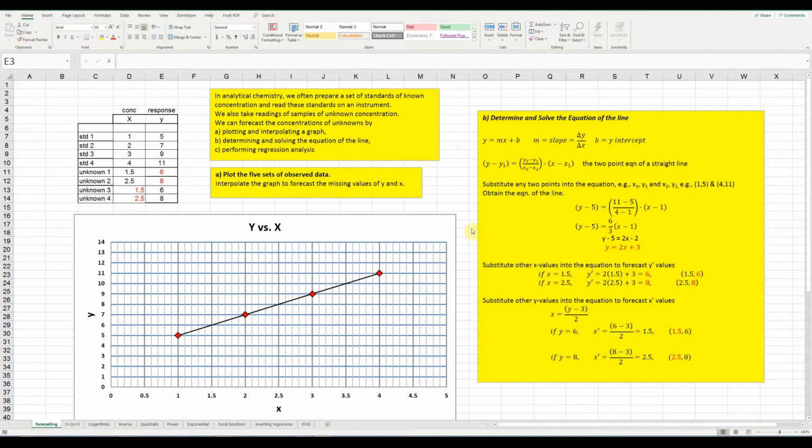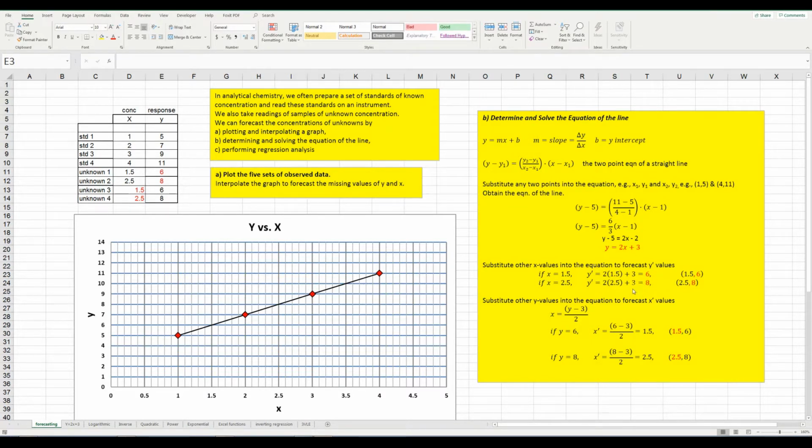An alternate method is to solve the data for the equation of the line. The standard equation of a straight line is y equals mx plus b. We could use this 2-point equation of a straight line, take any 2 points, substitute the values in, rearrange, and determine that the equation of the line is y equals 2x plus 3. Once we have the equation of the line, we could substitute any x values in and solve for y. We call them y prime because they're forecasted. We could substitute 1.5 for x and solve for y prime being 6, and so on.